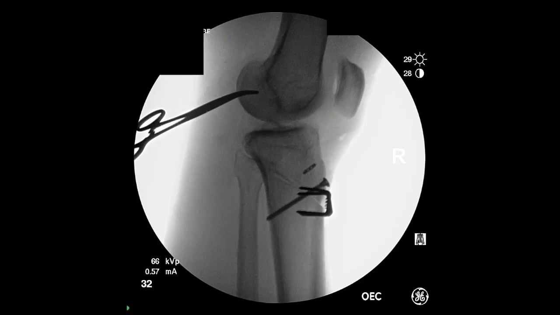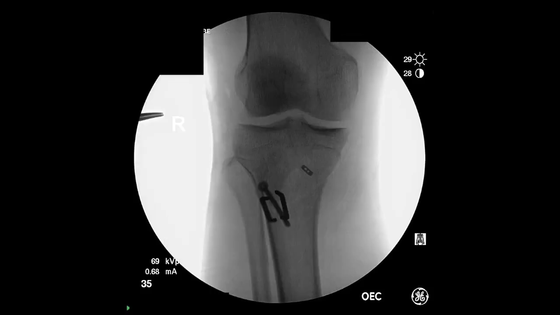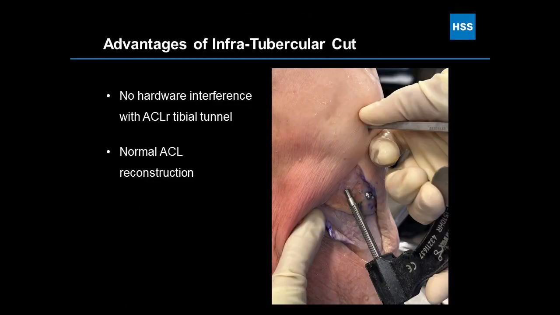The procedure is done with a large C-arm, mostly using a lateral view. These are the final fluoroscopy pictures from the OR where you see the compression screw, the 2 staples, and then already a button for the ACL reconstruction. What I find especially useful with the infratubercular cut is that you can get the osteotomy done and the ACL reconstruction on the tibial side is completely above and there's no hardware interference.